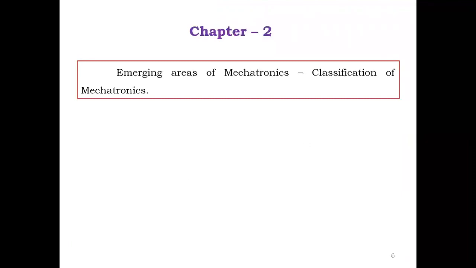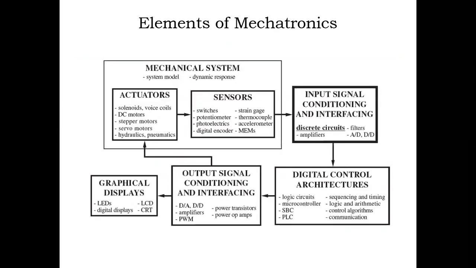Last class in chapter 1 we discussed what is mechatronics, what is the need for mechatronics, what are the types of mechatronics, where we are using it, what are the applications, and what are the main areas used in mechatronics systems. Today we are going to see about emerging areas of mechatronics as well as classification of mechatronics systems. So first we need to know what are the elements of mechatronics.